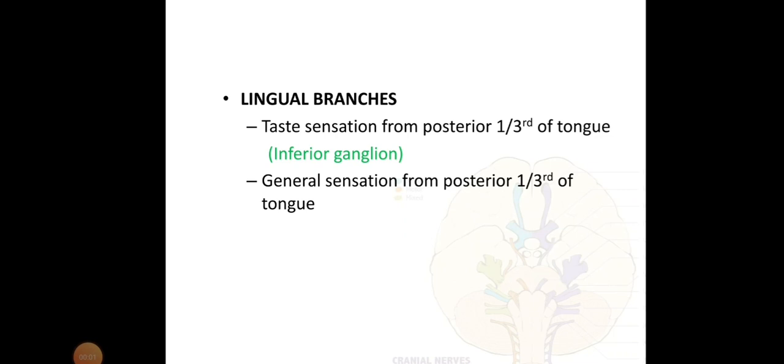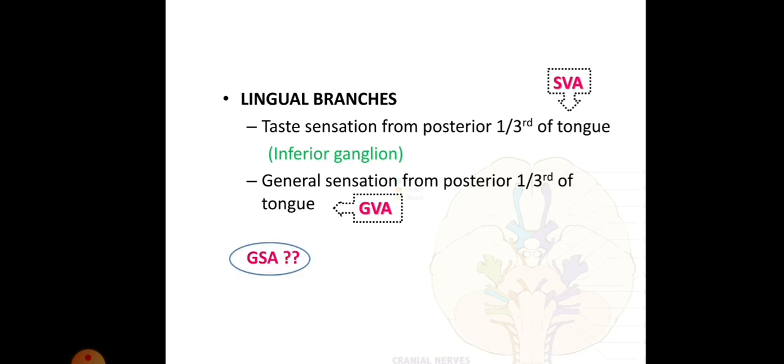Lingual branches. The lingual branches carry fibers of both taste sensation and general sensation from the posterior 1/3 of the tongue. The fibers which carry taste sensation from the posterior 1/3 of the tongue have their cell body at the inferior ganglion of the nerve, and this comes under special visceral afferent as the functional component, and the general sensation comes under general visceral afferent. So what is general somatic afferent?